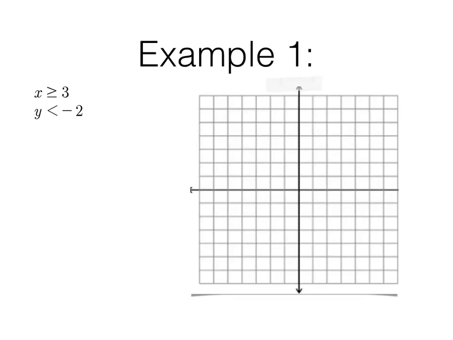Okay, so our first example, we have x is greater than or equal to 3 and y is less than -2. Now we learned that vertical and horizontal lines are specifically equations where you have only the x or the y.